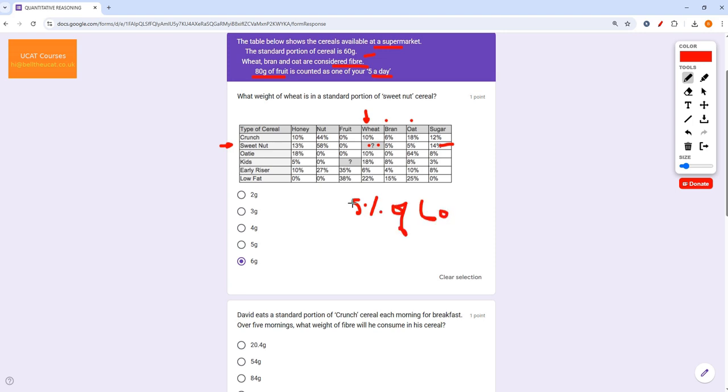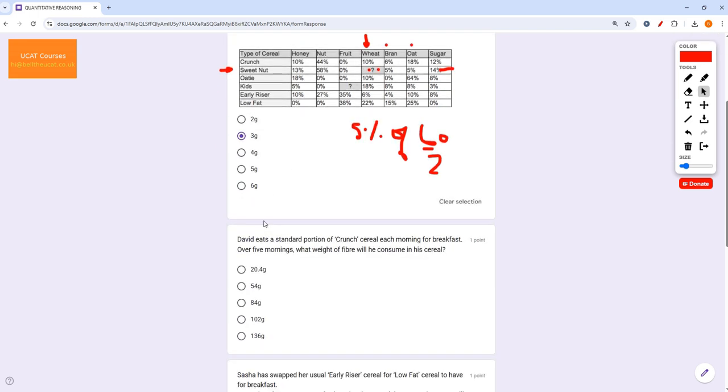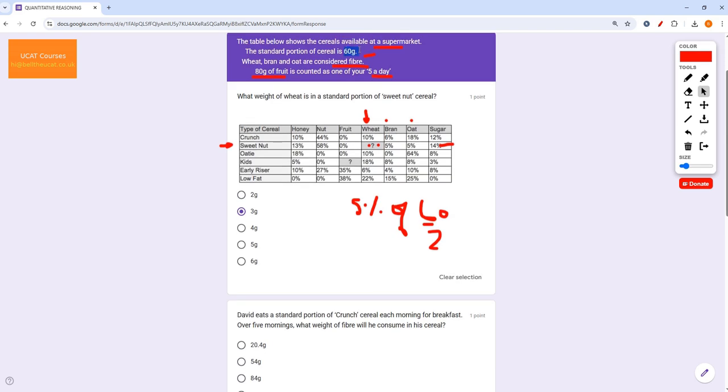60. Trick number 1: whenever you times by 5, divide the other number by 2. 6 divided by 2, 3. There you go, got it. So the answer is 3. What did I do? I found out how much is wheat in terms of percentages first, which came to 5%. 5% of 60. Why 60? Because he already told you it is 60 grams.